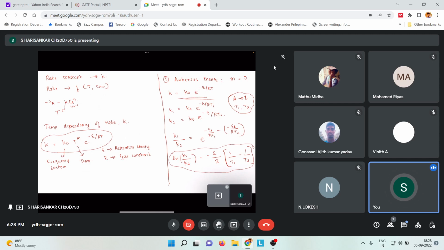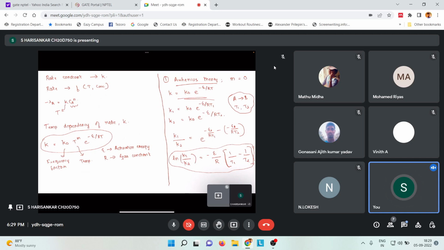So this equation you will have to use. There are a lot of questions from GATE where you just have to apply this equation directly, and sometimes they would ask you to find the activation energy for a given reaction, or sometimes to find one of the rate constants or one of the temperatures. So it is better to note this equation. There are a lot of questions where you can find the answer straightforwardly by just using this equation. Okay, so that is for Arrhenius temperature dependency.